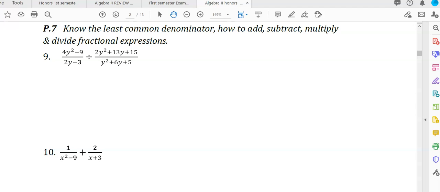Least common denominator. Okay, so we might want to... So this is first things first. You've got to flip this, right? That's going to be flipped around, and factor everything you possibly can, right? So put parentheses around that.